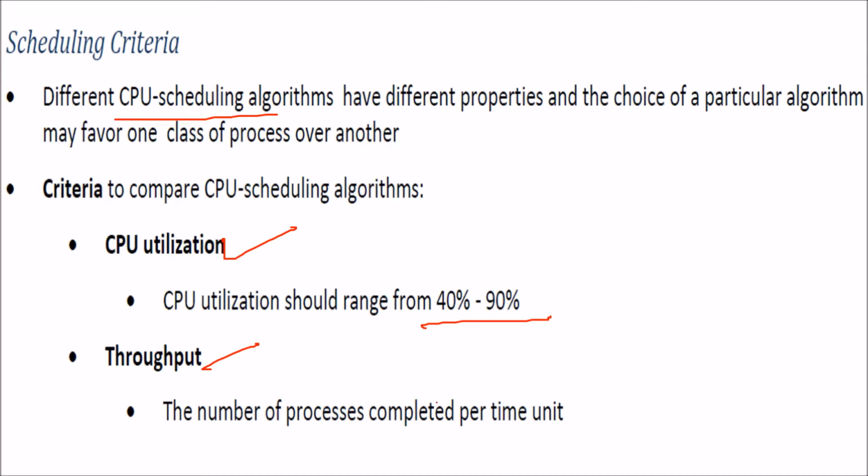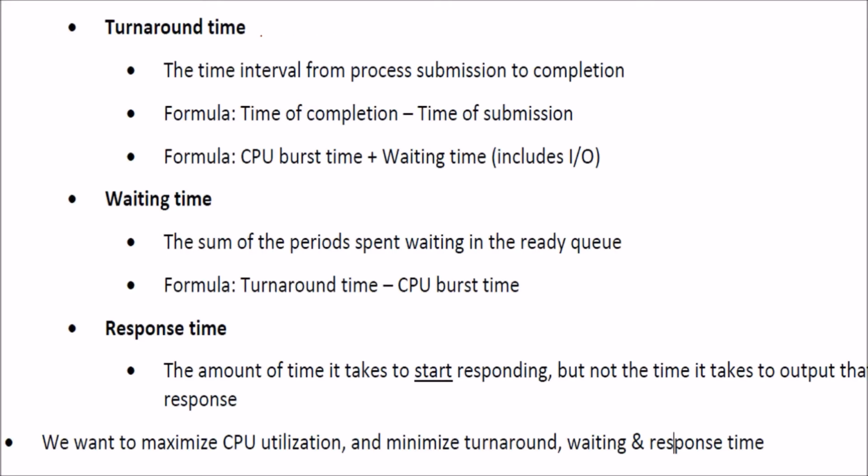Throughput, that is the number of processes which are completed per unit time. This is the throughput criteria. Like the CPU utilization, this throughput, the number of processes which are completed, has to be as maximum as possible. Then we have turnaround time.